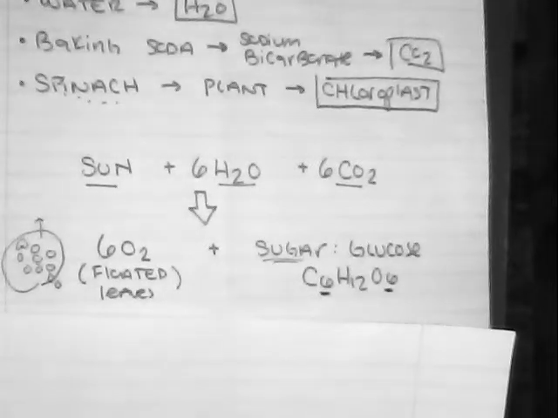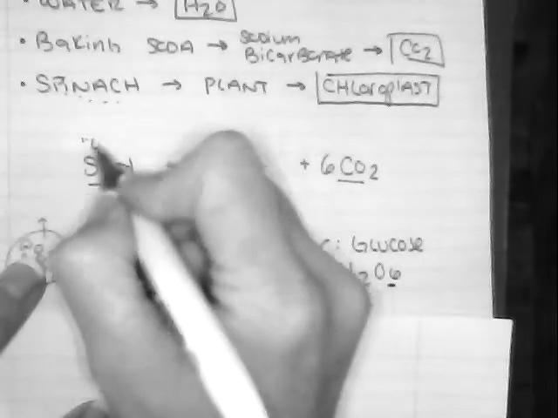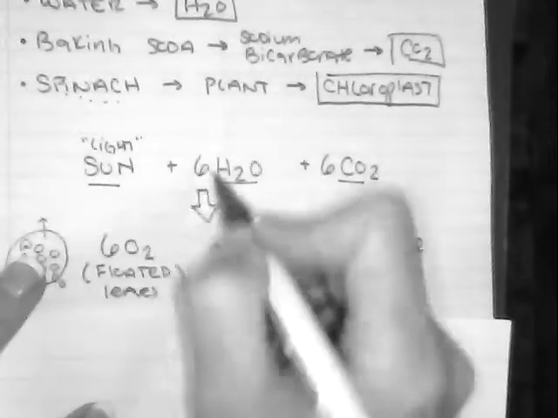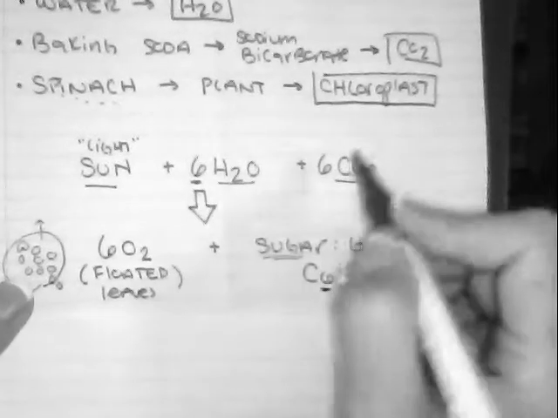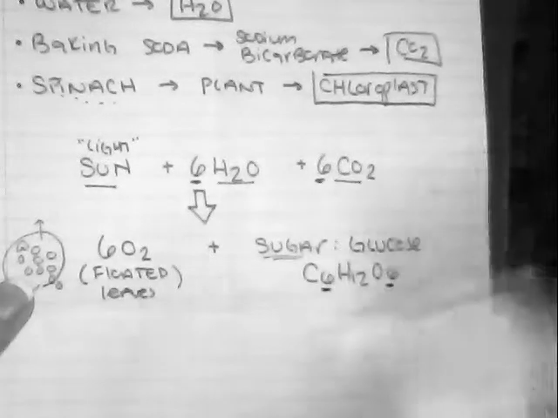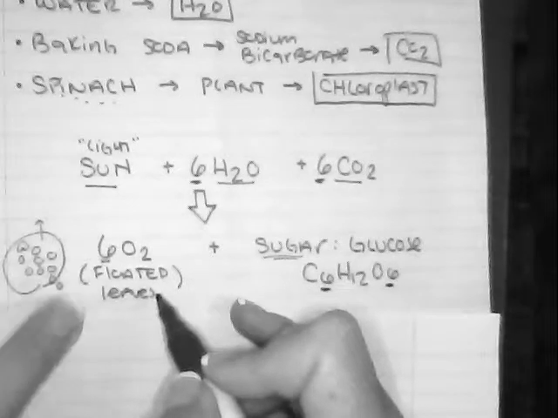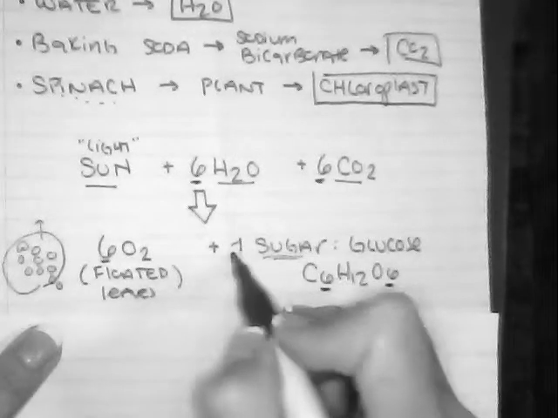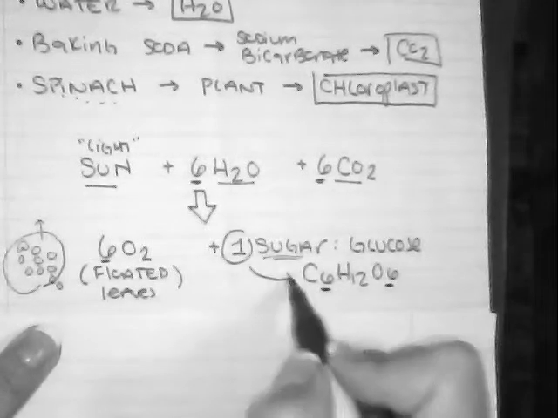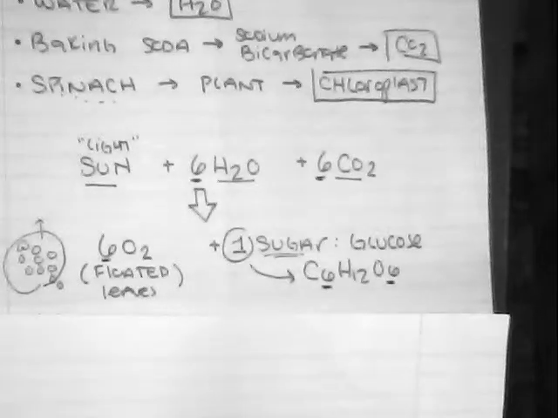So photosynthesis, which I need for you all to remember, is sun, which is your light, plus 6 molecules of water, plus 6 molecules of CO2 is going to yield or produce 6 molecules of oxygen, and then simply 1 molecule of your C6H12O6.